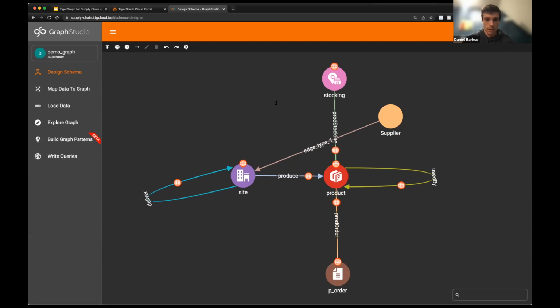Let's see what else we have. Does anyone have any more questions? Anything you'd like to know about what the future of supply chain looks like, about the Graph product in general, Graph in general?